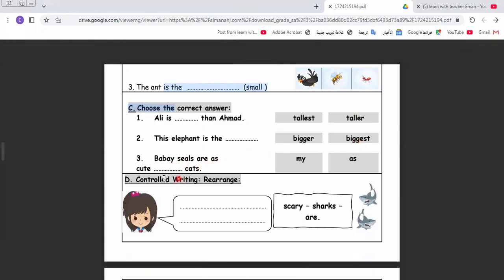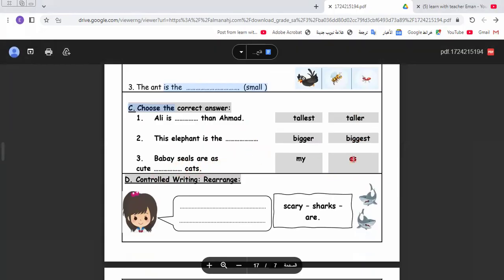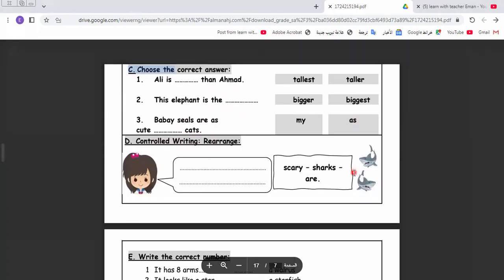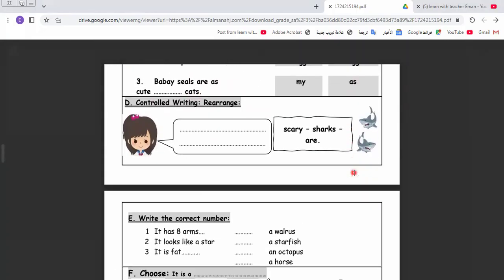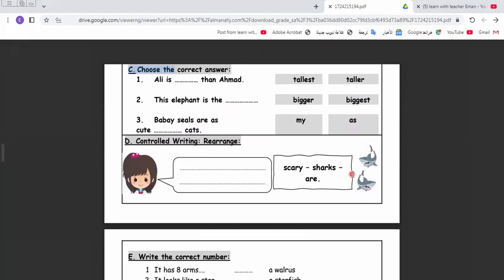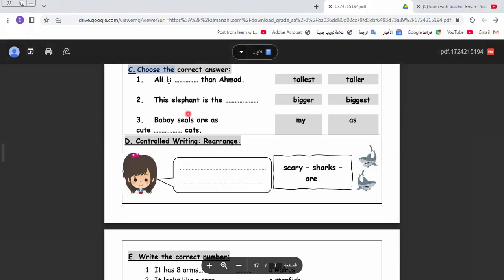Baby seals are as cute as, and here as means equal in what? Equal in adjective. Okay. As cute as, as beautiful as. So here as means the adjective or the properties of this animal, of this thing is equal in both. Okay, here is the rearrange. We have here subject, as we know, subject plus verb plus object. Let's do it together. Here it will be sharks are scary.